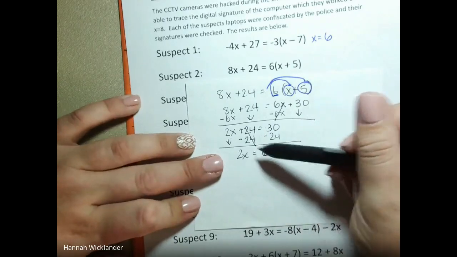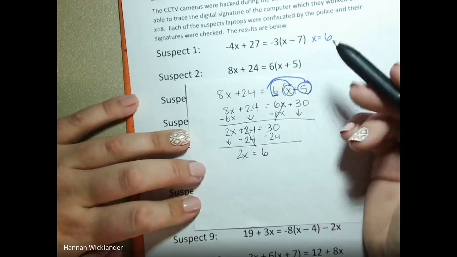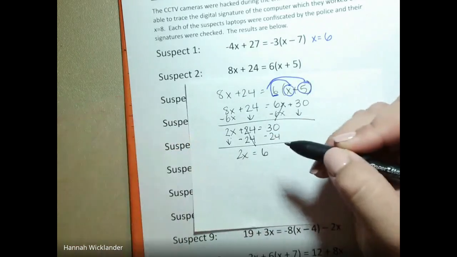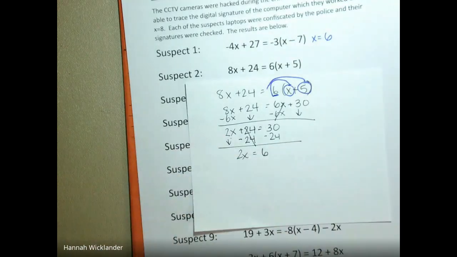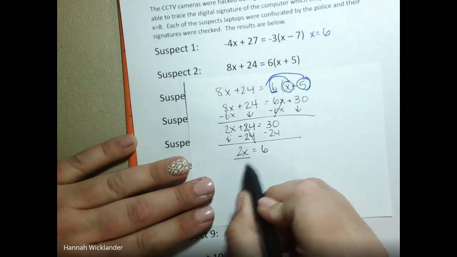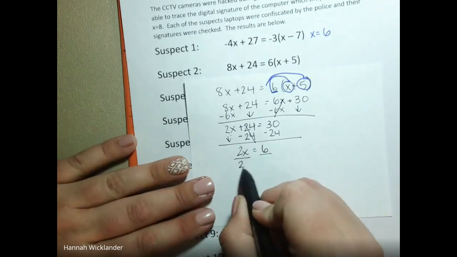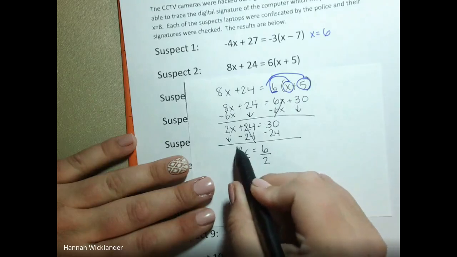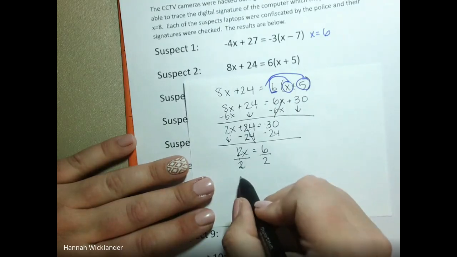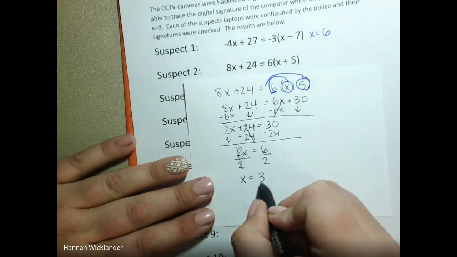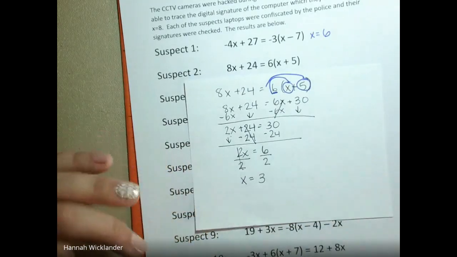So now I just have a simple equation where I have to solve for x. The 2 is being multiplied by the x. So in order to get rid of the 2, I'm going to do the opposite of multiplication, which is division. So I'm going to divide both sides by 2. And then the multiply and the divide will cancel, and I'll be left with 6 divided by 2 is x. So 6 divided by 2 is 3. So for suspect number 2, my answer is 3.